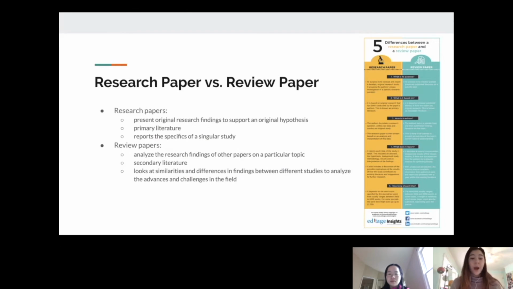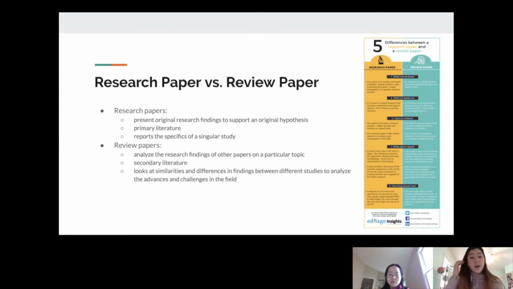In review papers, rather than having that experimental design setup, there's usually just an introduction that talks about what they're going to be discussing, followed by a brief history of what's happening in the field and a section that discusses the current research and its limitations or challenges.